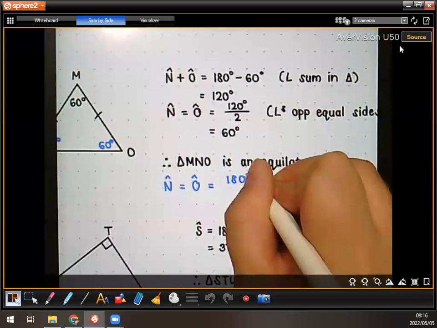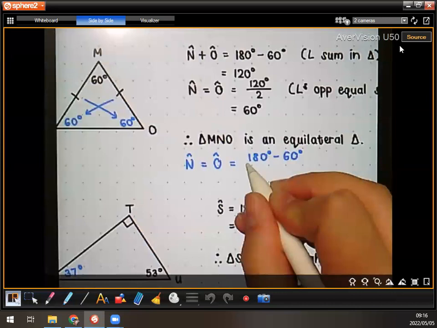So guys, both of you are kind of asking the same question. Instead of doing 2 separate steps to get to an answer of 60 degrees here, you could have said, let me do it in blue here underneath, angle N is equal to angle O is equal to 180 minus 60, over 2.